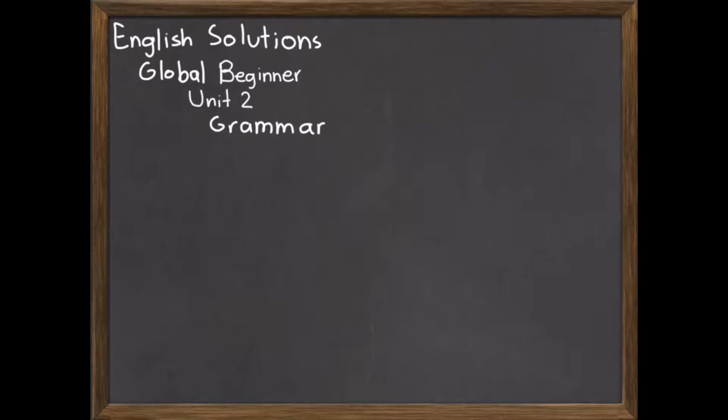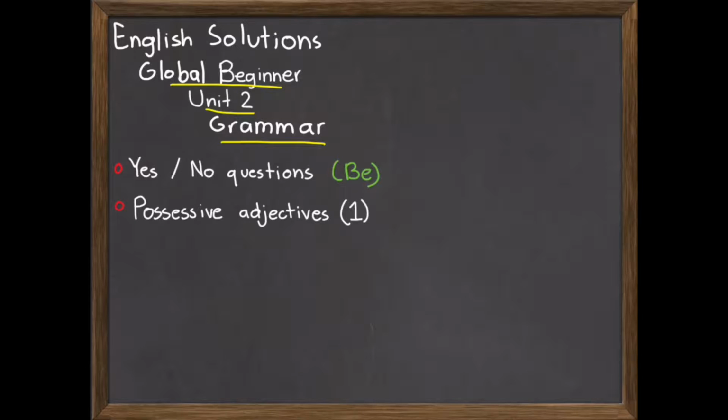Today, we will continue looking at the Global Beginner Book, Unit 2, and we will look at the grammar section. We will look at two different topics, very short. Number one is yes or no questions. We will also look at the verb to be. And we will look at possessive adjectives. We will start looking at possessive adjectives. This will be part 1.